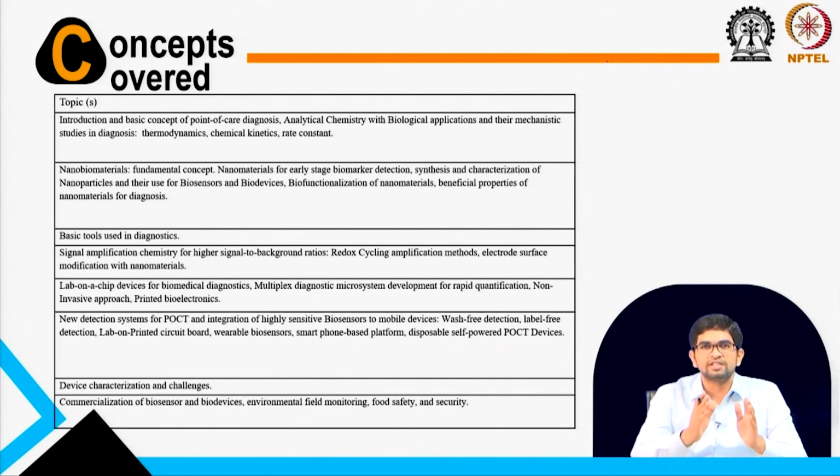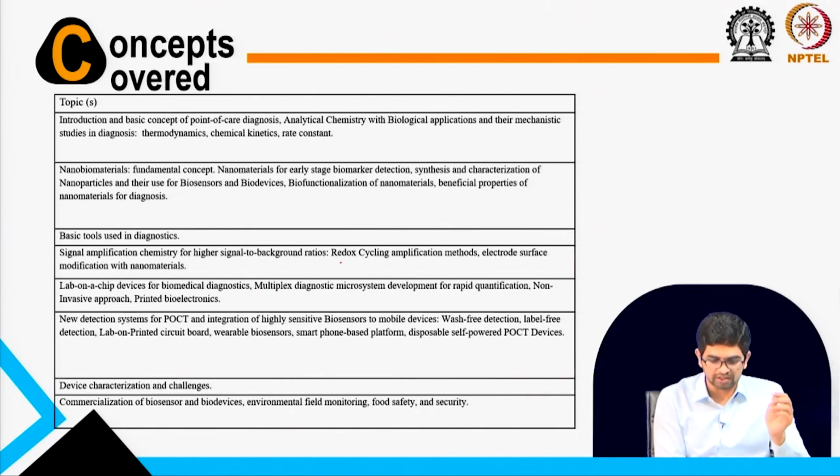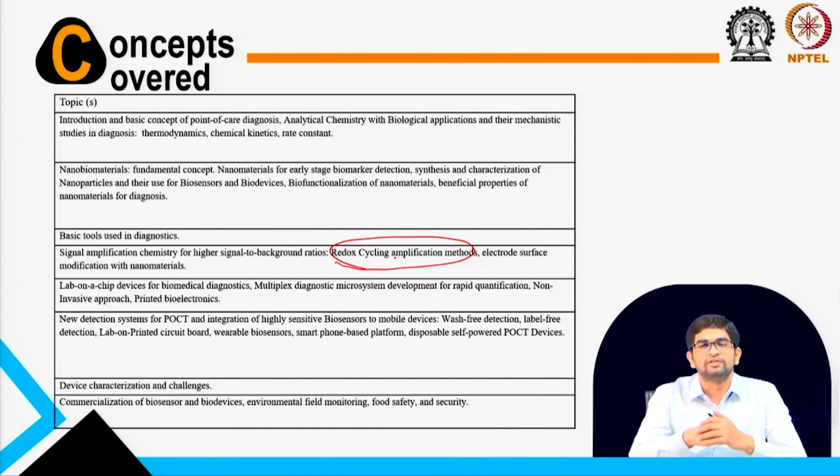That is called signal to background ratio. I will describe what the signal is and what the background is. We will also use redox cycling. You can see here this redox cycling technology method. This is really important for signal amplification. So here we will use some amplification technology based on chemistry.